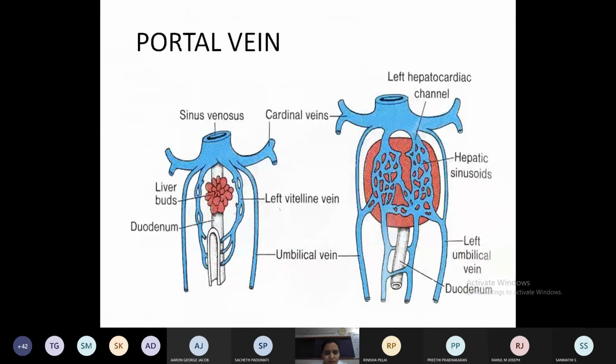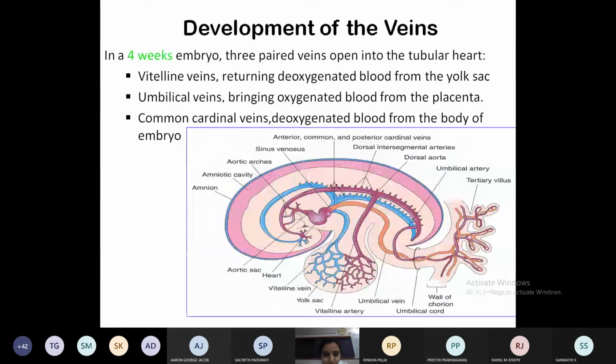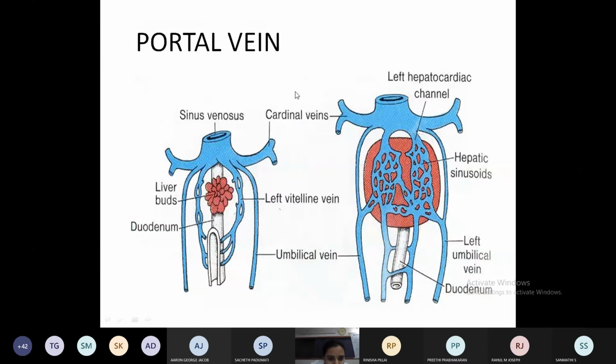Now the portal vein, the vitelline veins. This is the floor of the sinus venosus. In the middle, we get the vitelline veins. There is a pair of vitelline veins by the side of the developing gut. These vitelline veins get connected by anastomosis. There occur 3 anastomoses: the cranial and the caudal ventral anastomosis. The cranial part is in the liver.